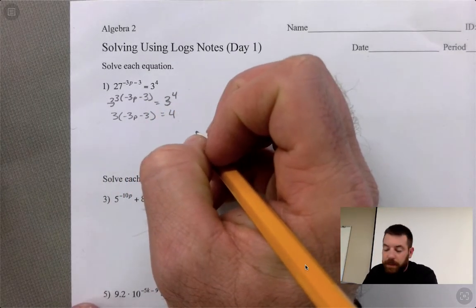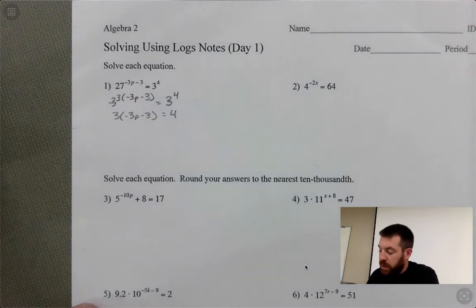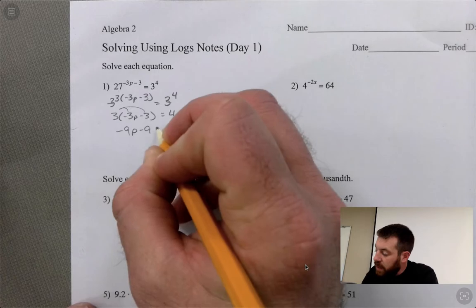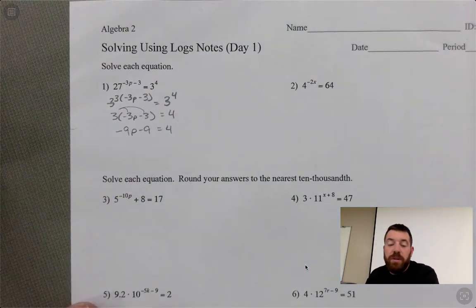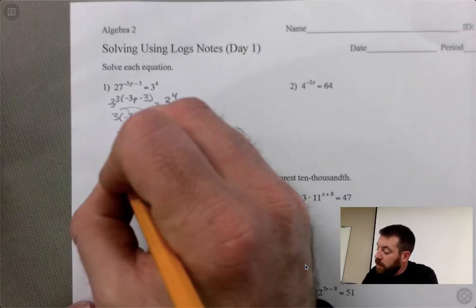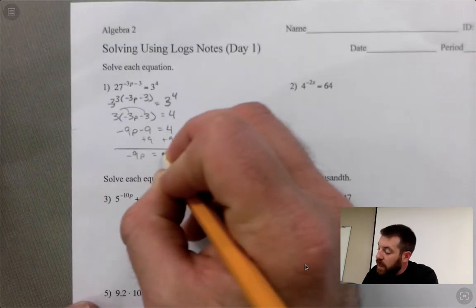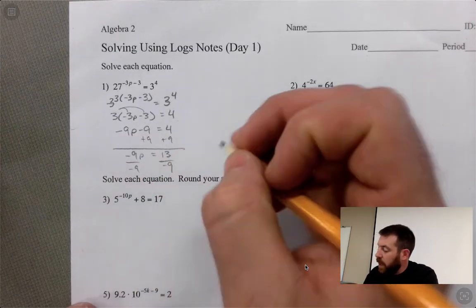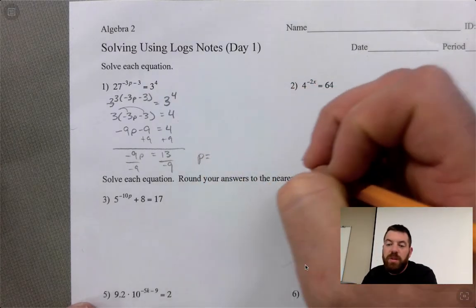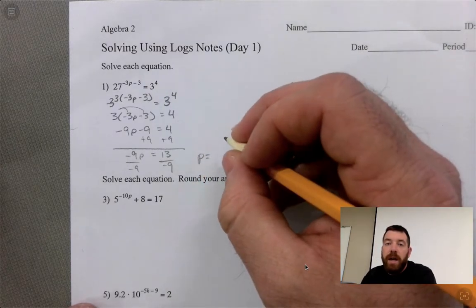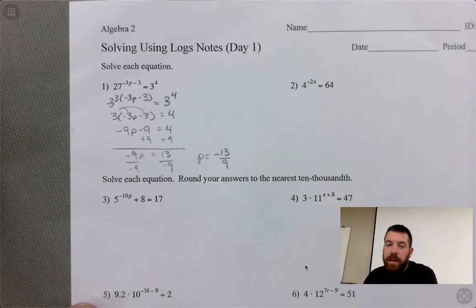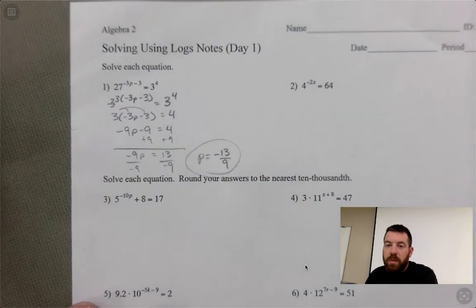Okay, so from here, I'm going to use the distributive property. I'm going to get a negative 9p minus 9 equals 4. Now I'm just going to solve the multi-step equation to solve for p. I'm going to add 9. I have a negative 9p equals 13. Divide by negative 9, and p is going to give you, let's just leave it as a fraction, negative 13 over 9. There we go. That's number 1.